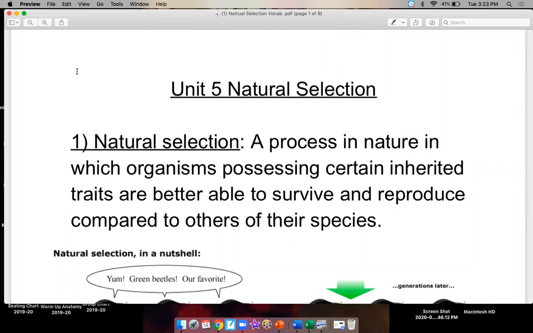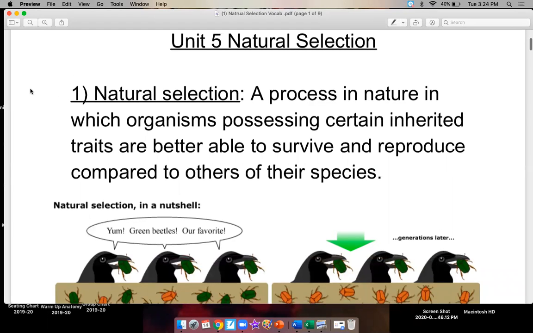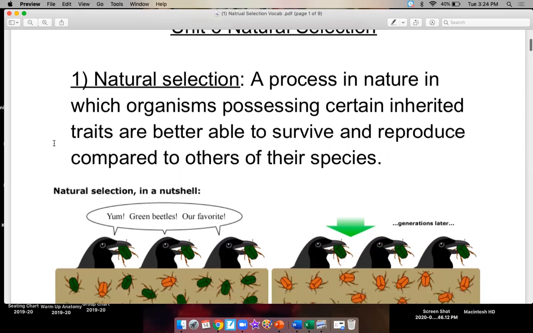All right. Now, I usually spend a whole lot of time on this because natural selection and evolution are very detailed things that we really need to focus on. I'm going to try to not be as long-winded, which is going to be very difficult for this particular chapter, but let's see how I did. Natural selection is a process in nature in which organisms possessing certain inherited traits are better able to survive and reproduce compared to other species.